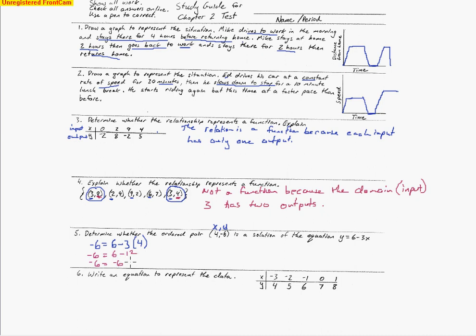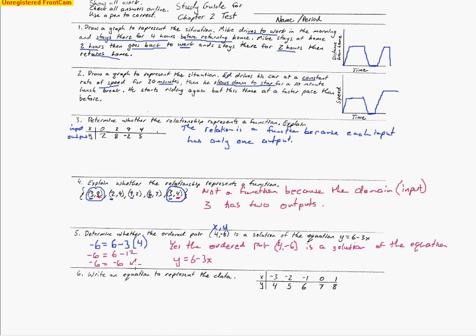So when they are the same number like they are here, we would say yes, the ordered pair, and then I'll go ahead and tell what that ordered pair is. 4 comma negative 6 is a solution of the equation, and then I can state what that equation is. Y equals 6 minus 3x.